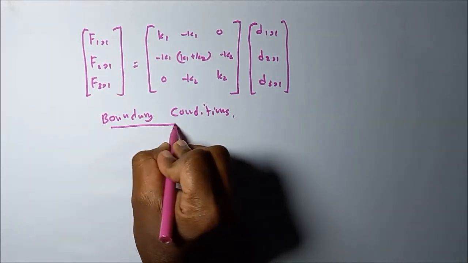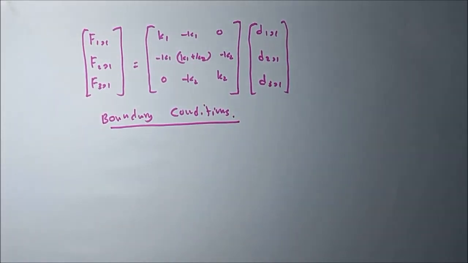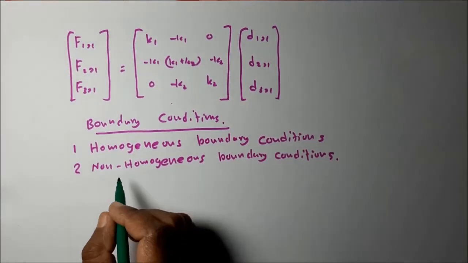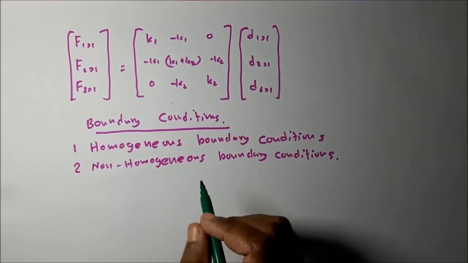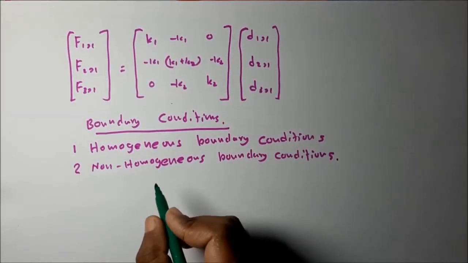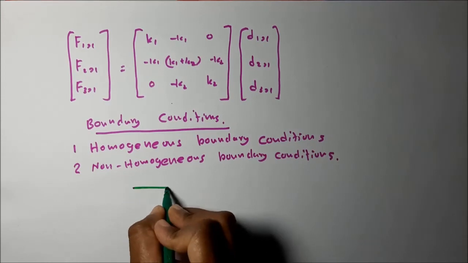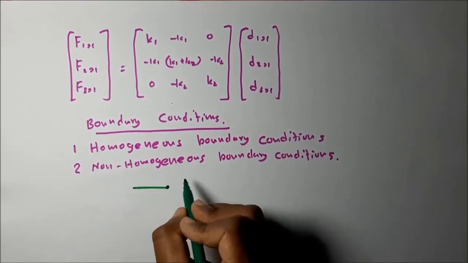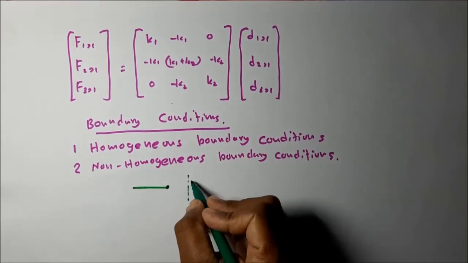There are two types of boundary conditions, called homogeneous boundary conditions and non-homogeneous boundary conditions. So what is the difference between these two? The non-homogeneous boundary conditions allow some finite displacement. For example, if you take a certain node, the non-homogeneous boundary condition is represented in this manner.